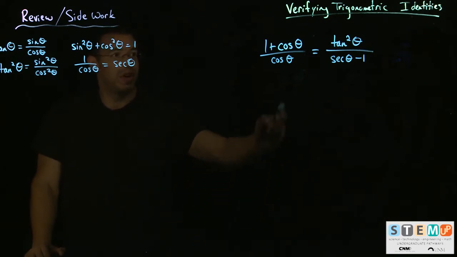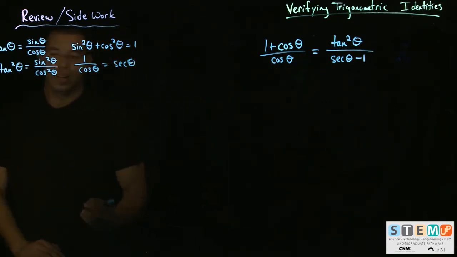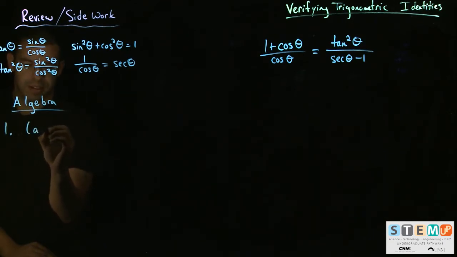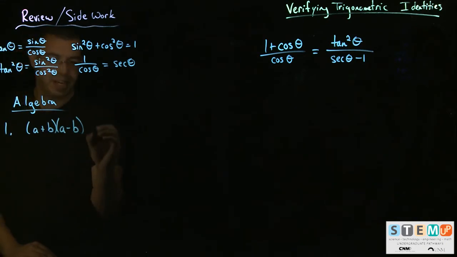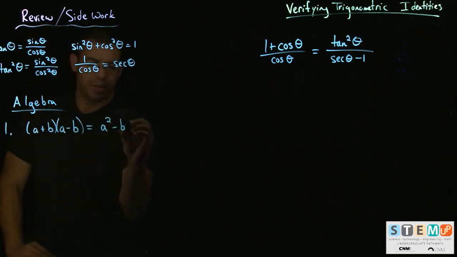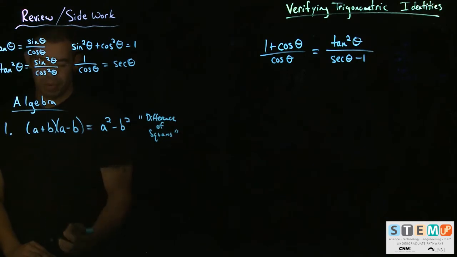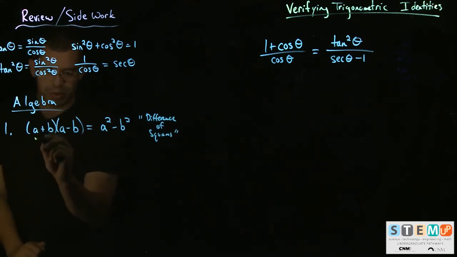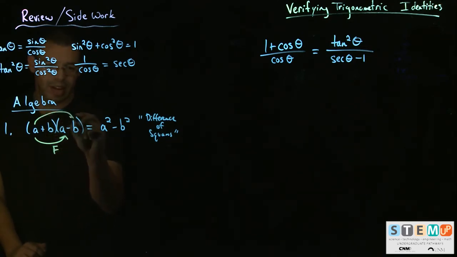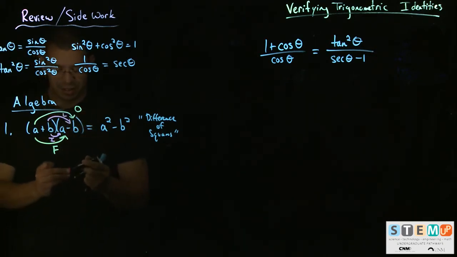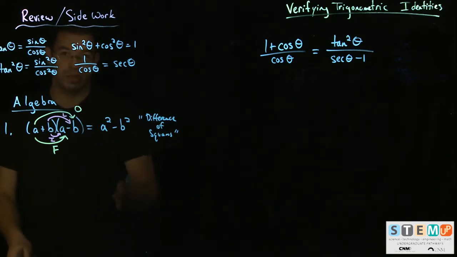The algebra I'm going to use to go from the left-hand side and show that it's equivalent to the right-hand side is called a special factoring formula. This one works out to a squared minus b squared, which we call our difference of squares. And you can get that just FOILing it out. Remember from a previous math course, our first, and then outer, inner, and then our last. Then you'll find that the middle terms cancel, and you're just left with a squared minus b squared.